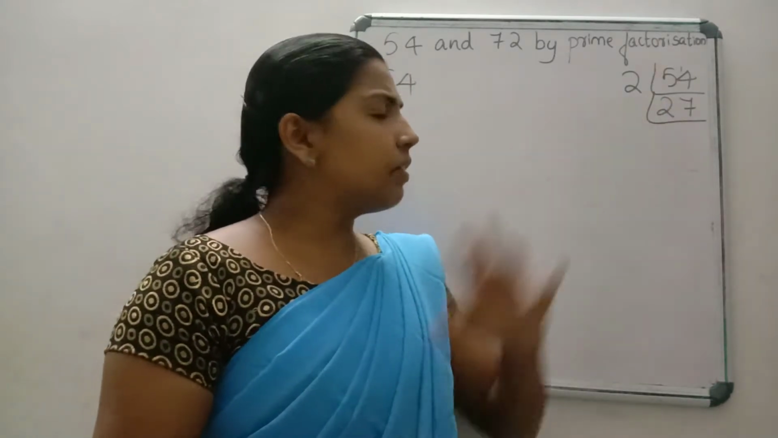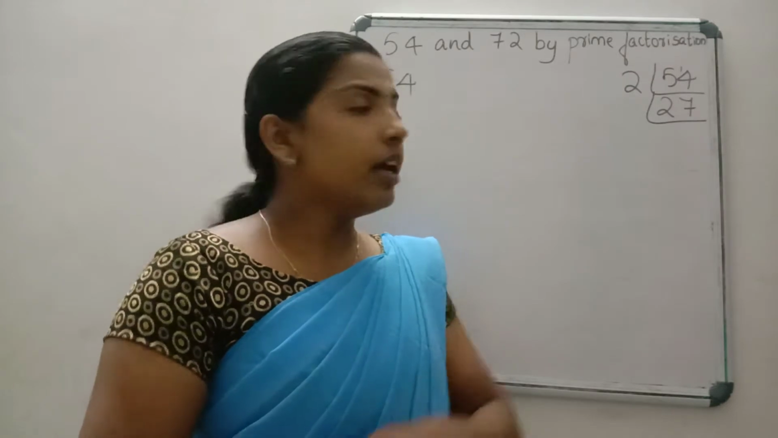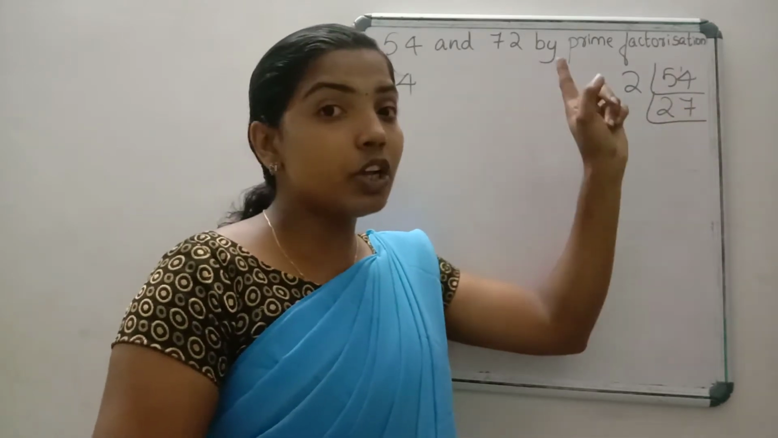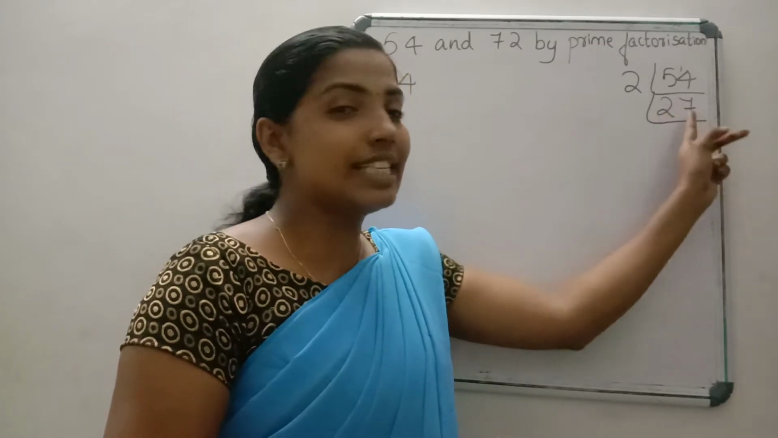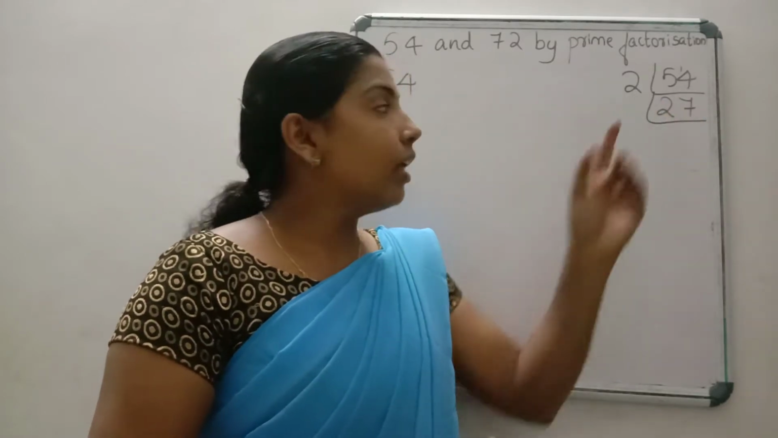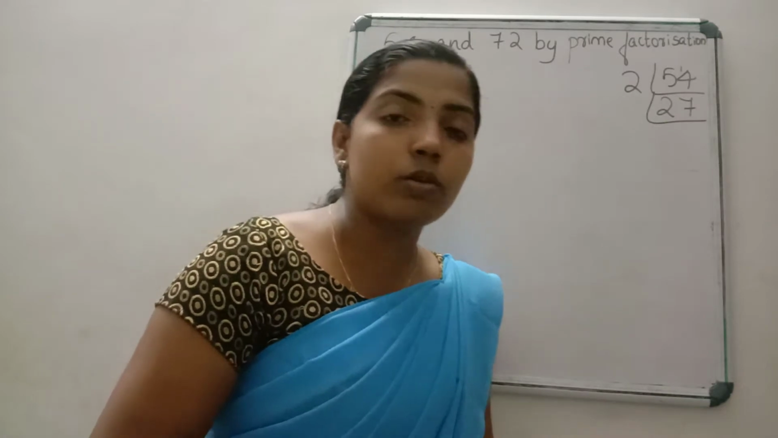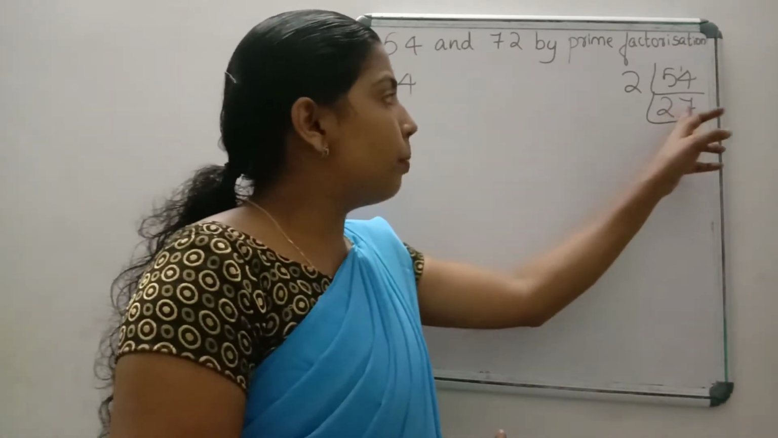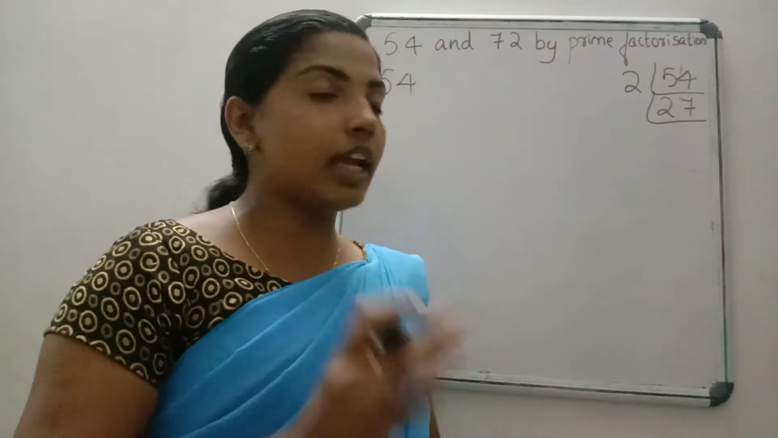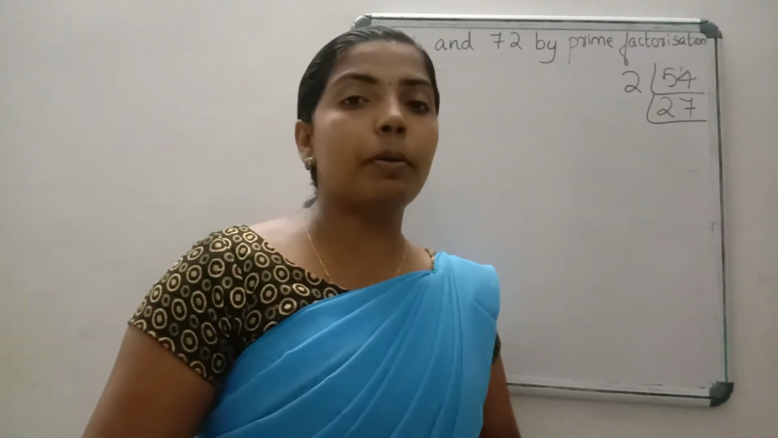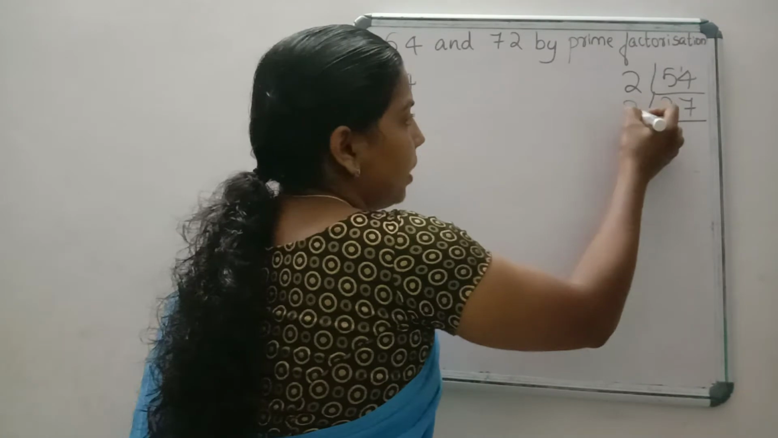Is 27 divisible by 3? How can we check? Just use the divisibility rule of 3, that is, the sum of these two digits. If the sum of these two digits is divisible by 3, then we can say that 27 is also divisible by 3. Now 2 plus 7, what is 2 plus 7? 9. 9 is divisible by 3. So we can say 27 is also divisible by 3. So we can divide by 3.